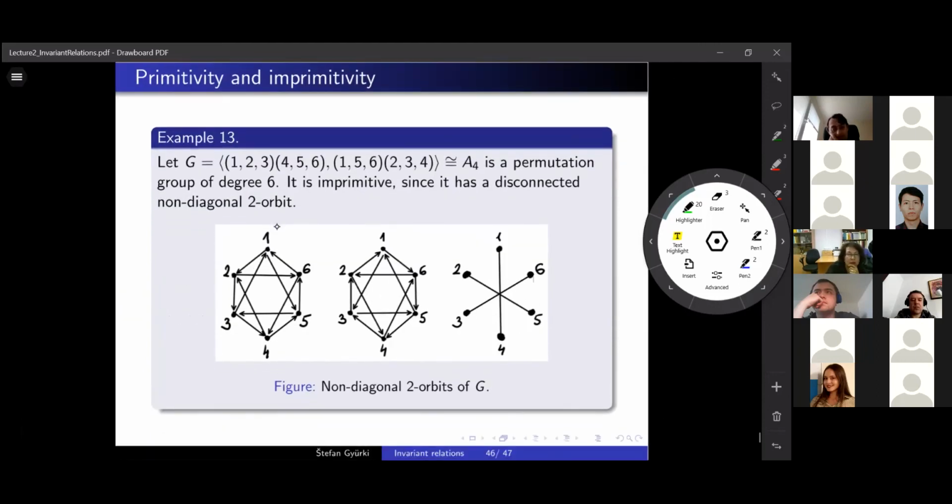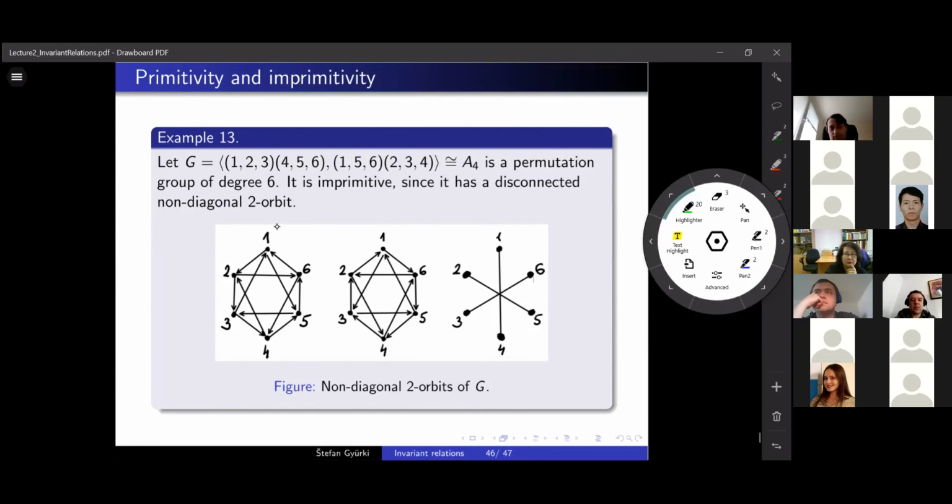And on the last slide, I would like to show an example for a group which is not primitive. Here also we can take an action of degree 6 of the alternating group A4. Again, not so usual action of A4, but still of small degree.